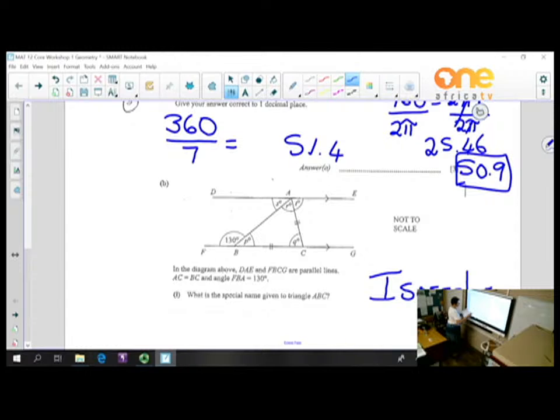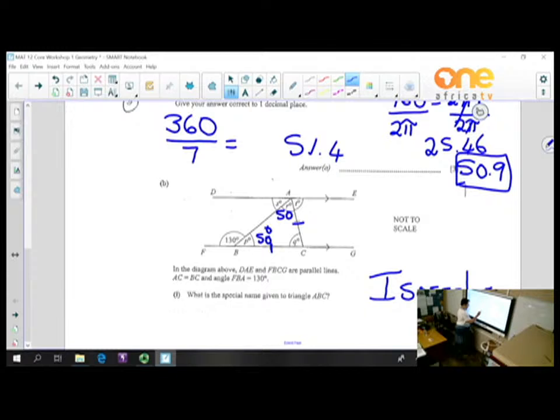And now we have to calculate all the angles here. So P is going to be, this is a straight line, 180, so P is going to be 50 degrees. Because it is isosceles, R must also be 50 degrees. Can you see?